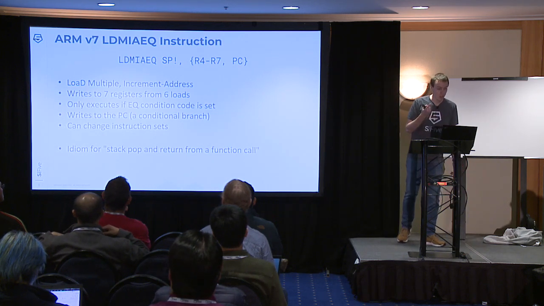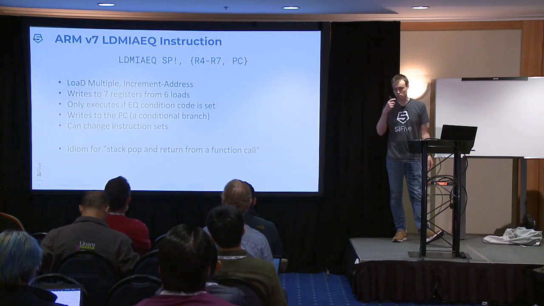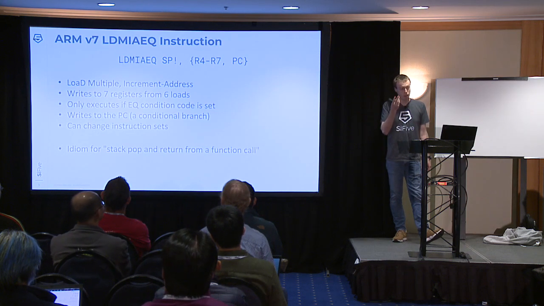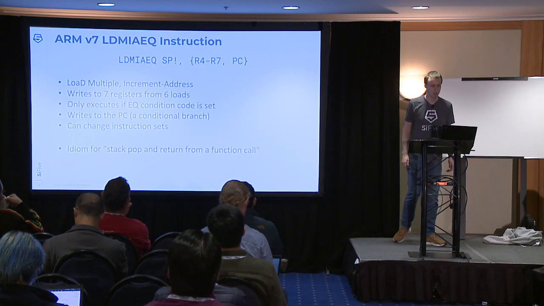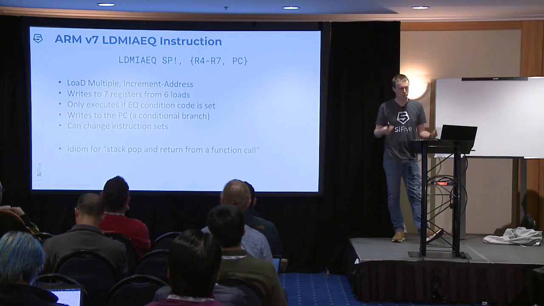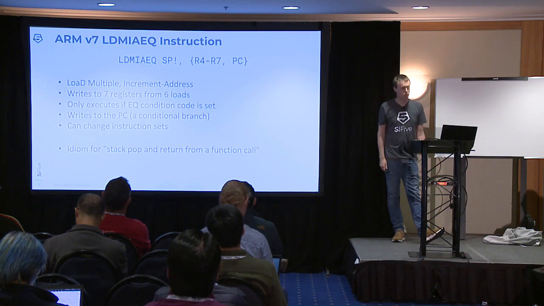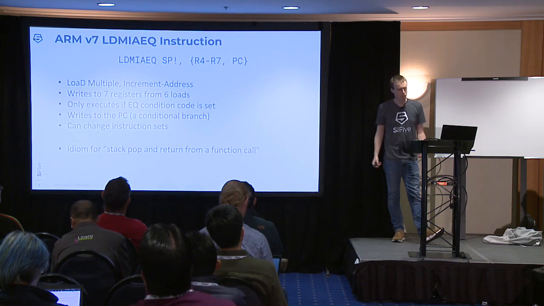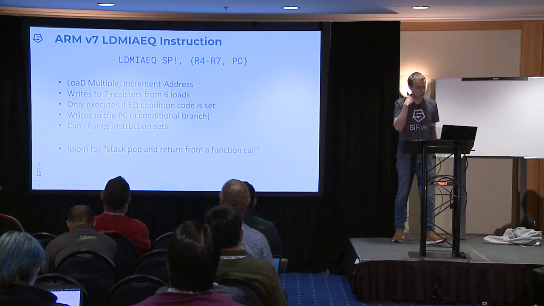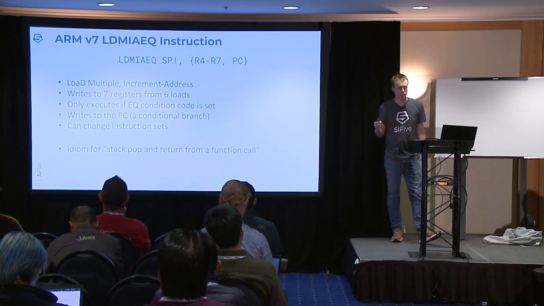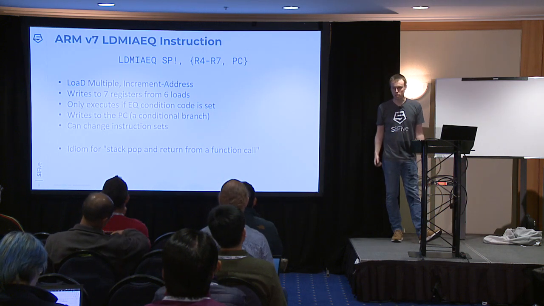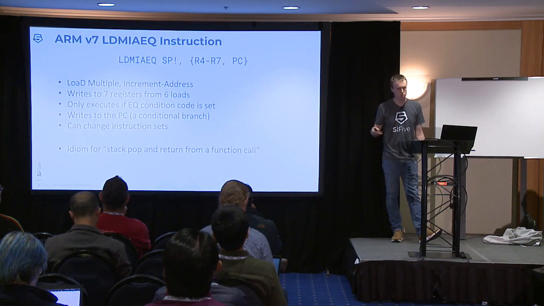It's conditional, so it only executes if a condition code is set. It writes to the PC, so it's a conditional branch, because the PC is an addressable register in the ARM instruction set, so you can write to it on pretty much any instruction. And additionally, it can change instruction sets, because the Thumb instruction set is delineated by the low bit of the PC. So this single instruction, which is used commonly, is the idiom for pop the stack and return from a function call. It's a nice compact way to encode that, and therefore it has to be quite fast.